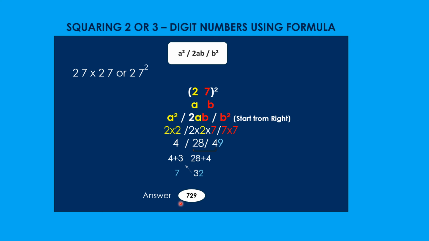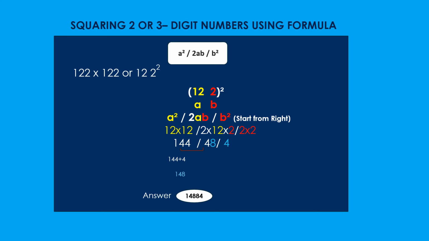We will take one more example. Here we take an example of a 3-digit number. How do we find the square of a 3-digit number? 122 times 122. So the first step is you write down 122 square and you name the unit digit 2 as B and 12 you will take it as A. And then you write A square, 2AB, B square by putting slash in between. Start from right and substitute the values.